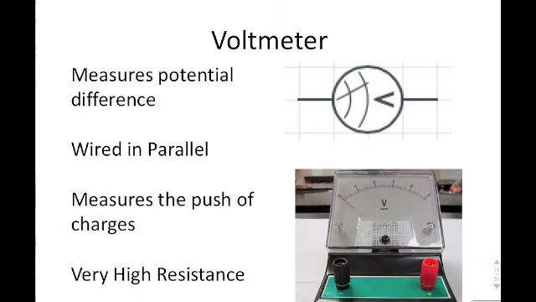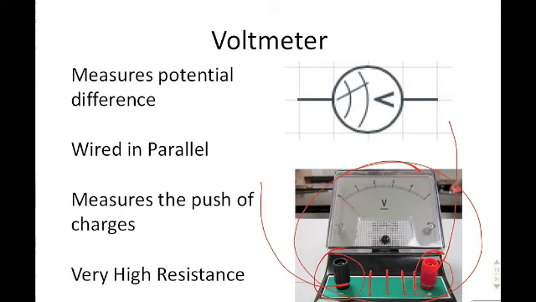Next, you have a voltmeter. A voltmeter measures the potential difference or the amount of voltage that a circuit has. It's wired in parallel with whatever you're trying to measure, and generally speaking, it has a very high resistance. It does measure the push that pushes the charge through the circuit. This right here is a voltmeter. If you notice, there are no extra devices here. You just connect the black end and the red end to the sides of the devices that you're trying to measure.